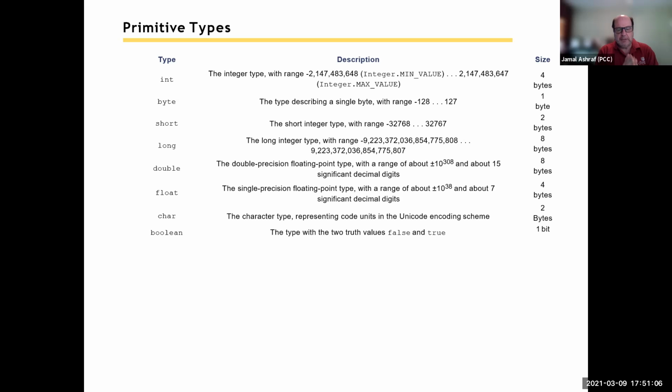So these are the 8 that are primitive types. These 8 are not passed by reference. They are passed by value. Everything else is passed by reference. Everything else is classes and objects.